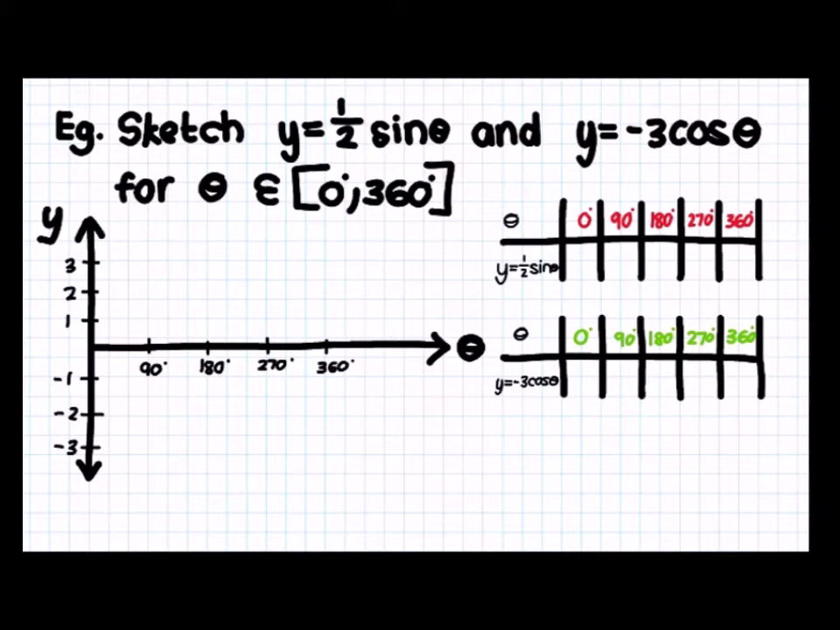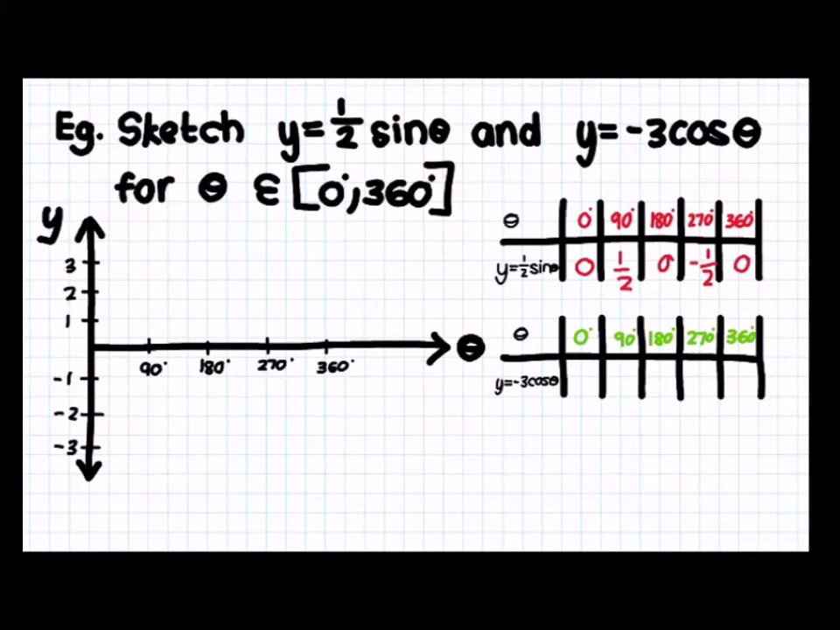So if we have y equals a half sine theta and we plug in 0 as our theta value, we get 0 again. If we plug in 90, we get a half. If we plug in 180, we get 0. 270, we get minus a half. And 360, we get 0 again.